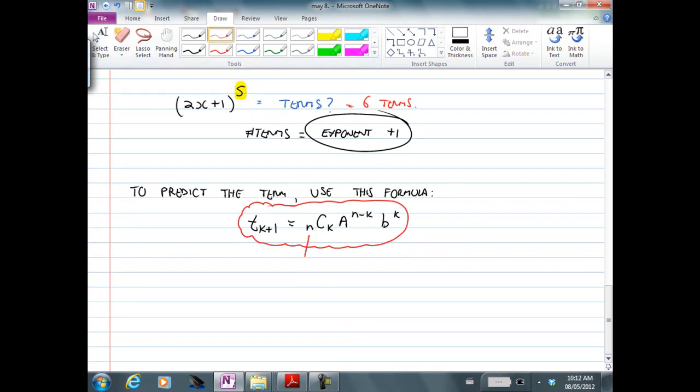N is your exponent. Okay, that's your exponent. Very, very simple. A, this is where some of you are going to get lost. This is the first part of the bracket. So not 2, 2x. Okay. It's the first part of the bracket. B is the second part.